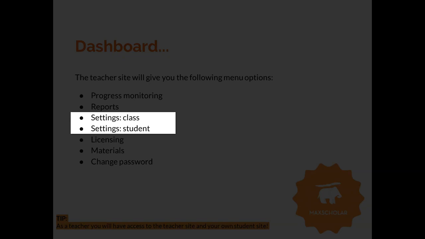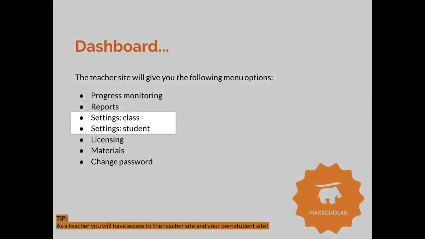You can change, for example, which programs, how many programs they have access to, which levels they're assigned to, whether you want them to take the placement test or not. You can turn off certain features of different programs. So there's a lot of things that you can customize. I'll send you a guide that will give you instructions as to how to change certain things.